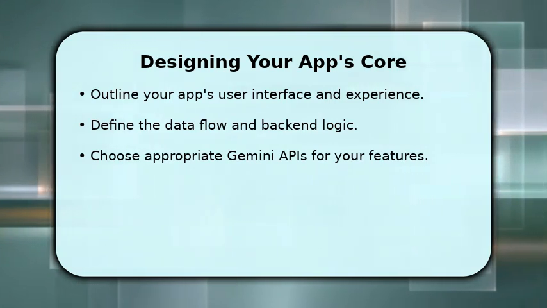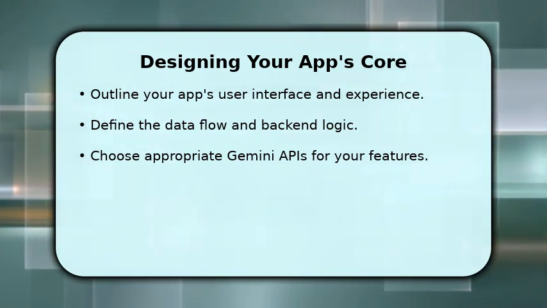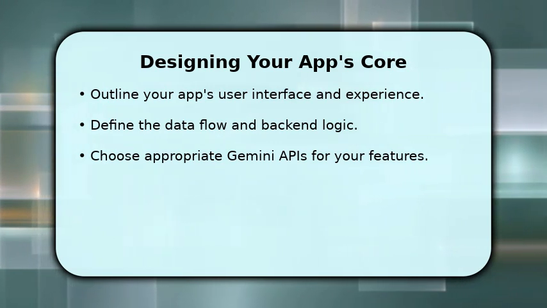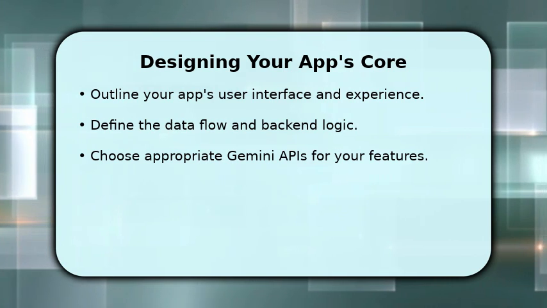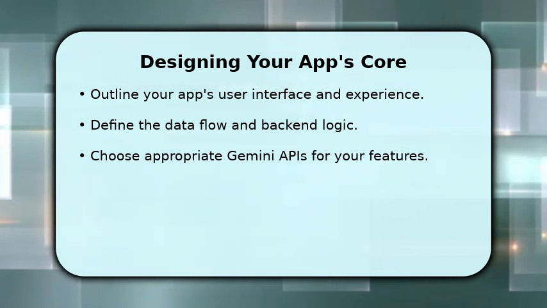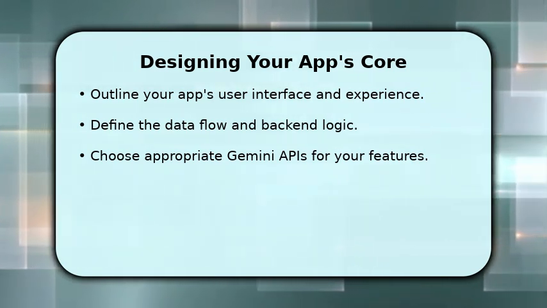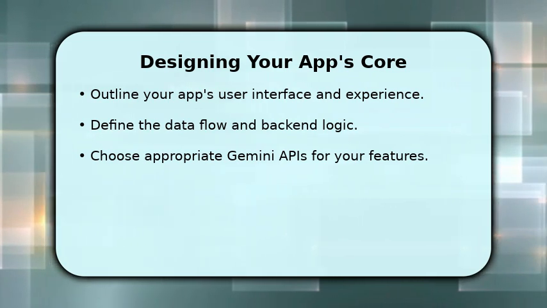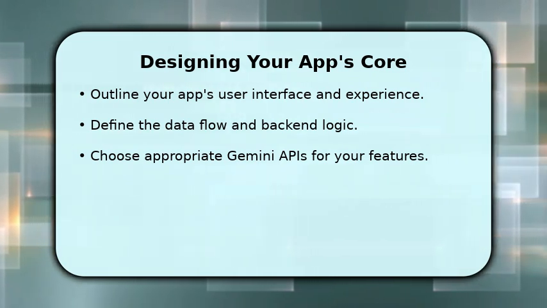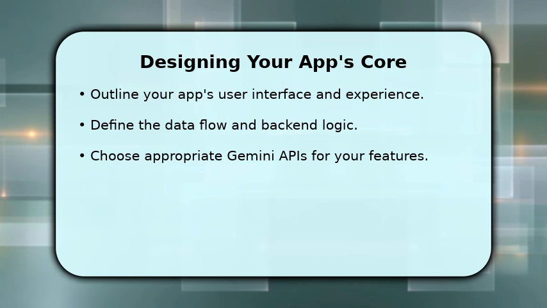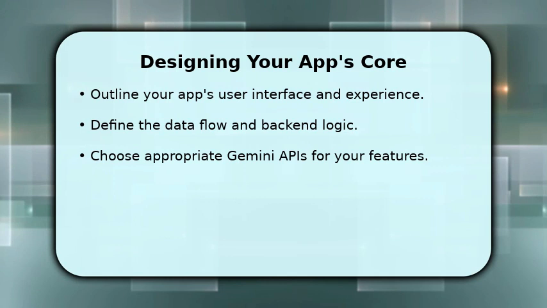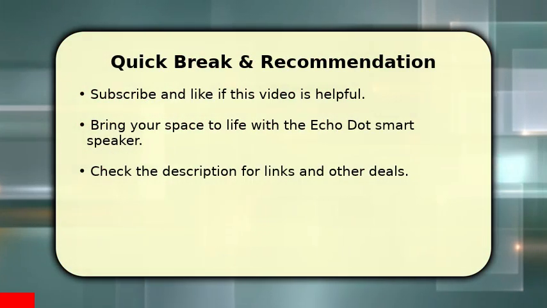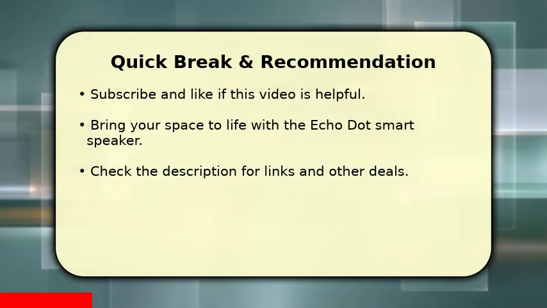Start by outlining your app's user interface and ensuring a smooth user experience. Then, define the data flow and backend logic that will power your application. Crucially, select the most suitable Gemini APIs to implement your desired features, leveraging its advanced AI for intelligent interactions and robust functionality.